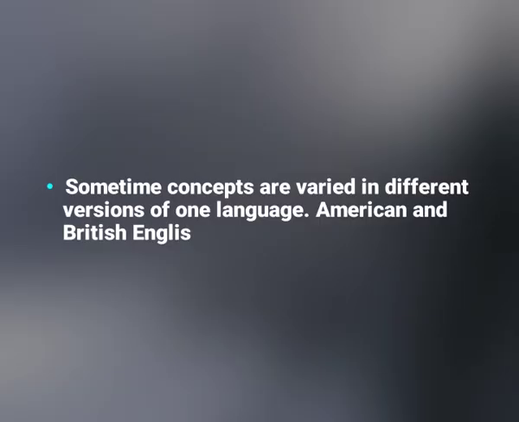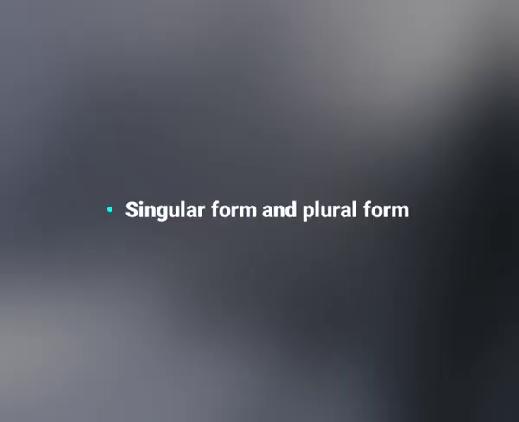Sometimes concepts vary in different versions of the language. Sometimes, like American English, the spelling of a term is different, and in British English the spelling is different. People may search with a different term, like in organizations. So, organization in American English and British English has a slightly different spelling. Apart from that, the singular form and plural form of a term is also a problem, apart from the different versions of the language, like American English and British English.